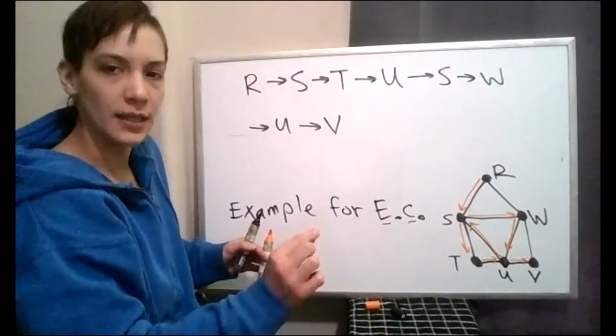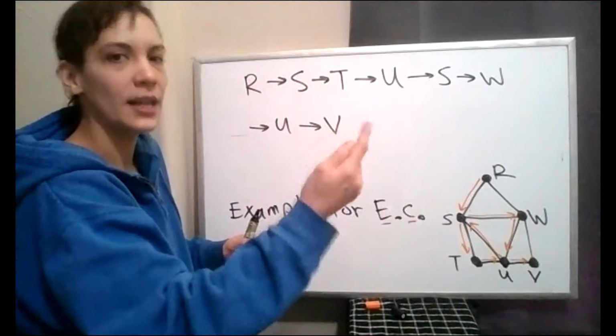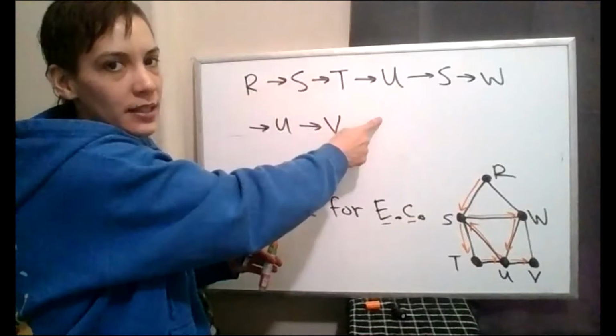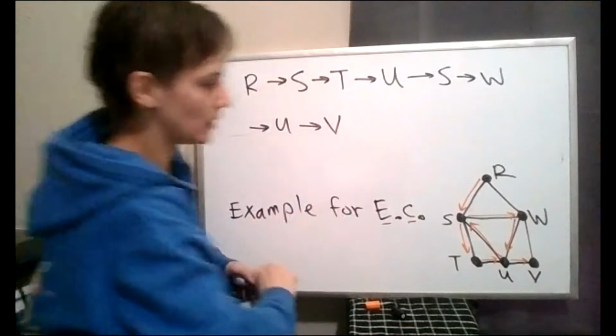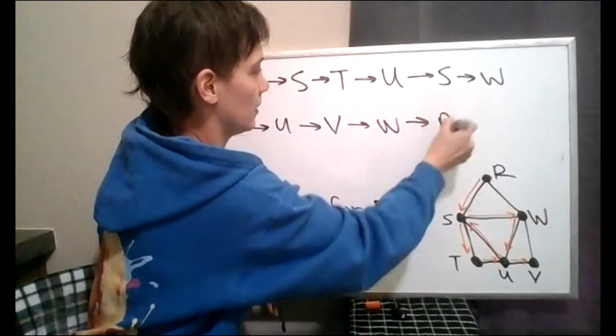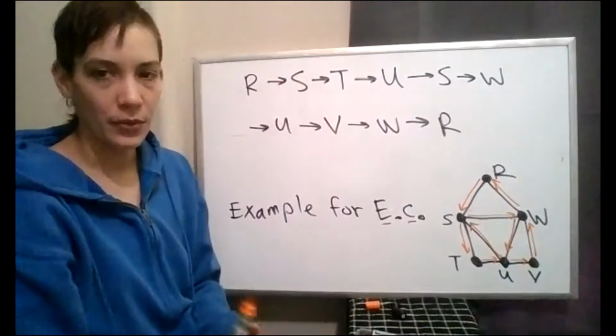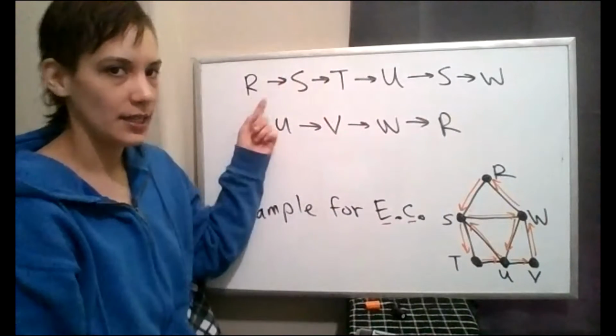Okay, and then we can get the rest of the edges by going to W and then to R. And luckily we started at R and we've ended at R, so we got that. W and back to R. So I use each edge one time. I got through all of the edges and I start where I end.